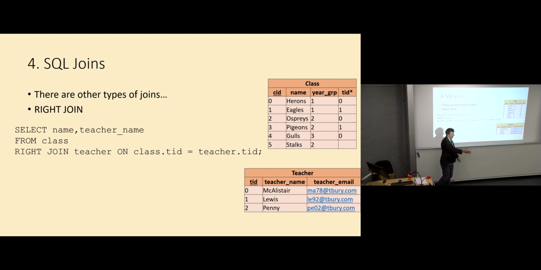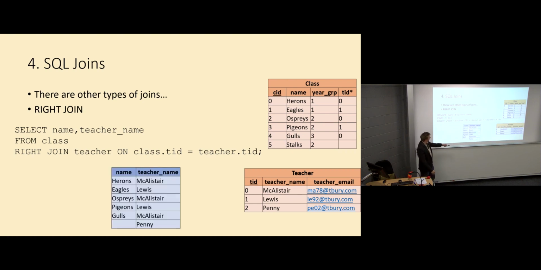Someone down at the front here. After we've just seen a left join, what's a right join going to do? Yep, good. So it's going to put everything on the right, which in this case includes the teacher called Penny, who doesn't have a class at all. But it includes that empty value for the class name.